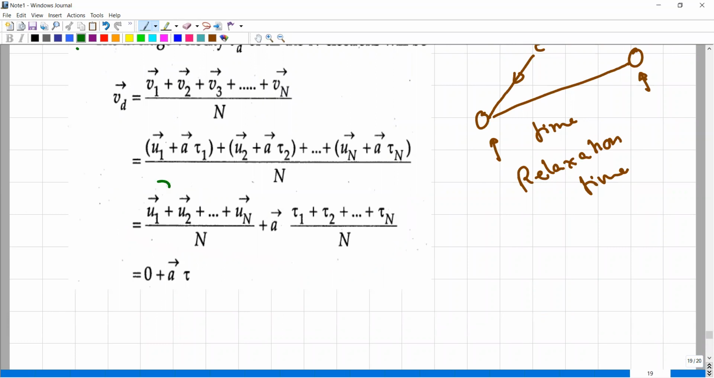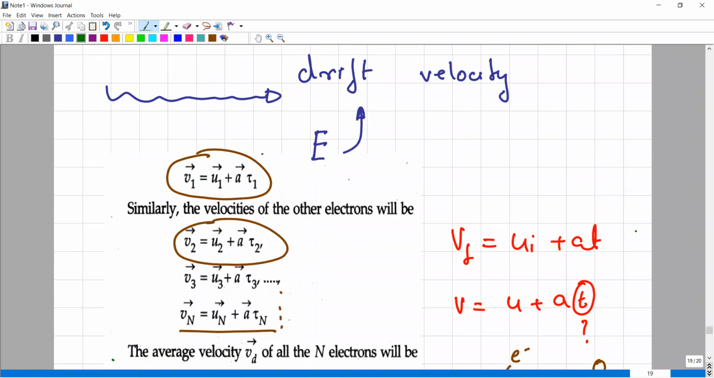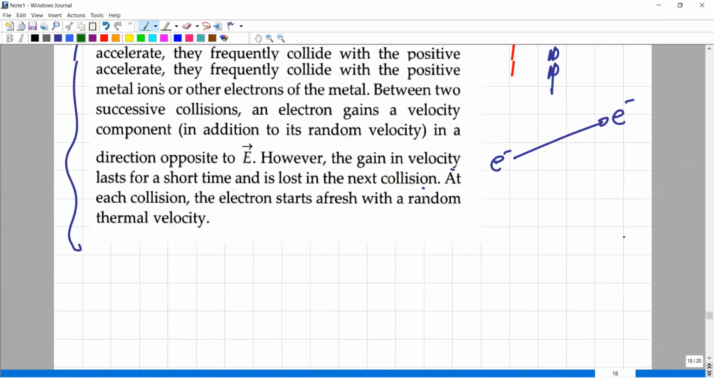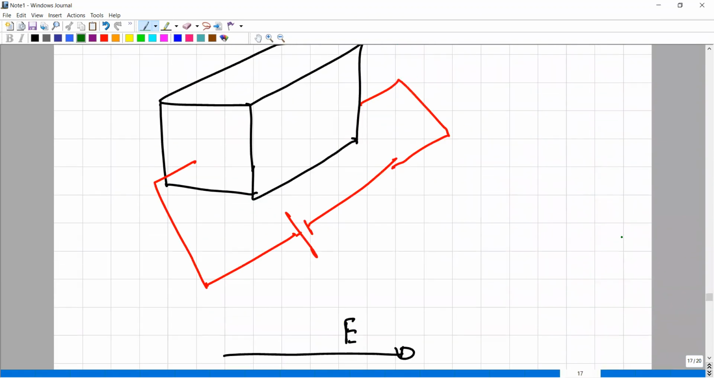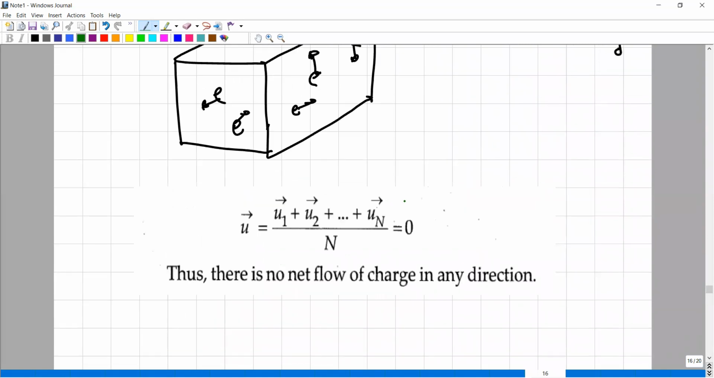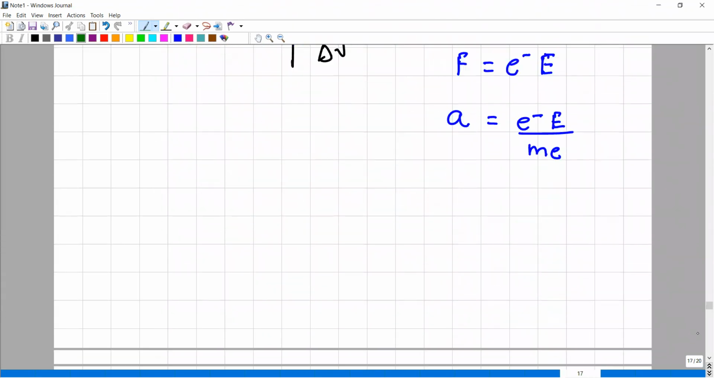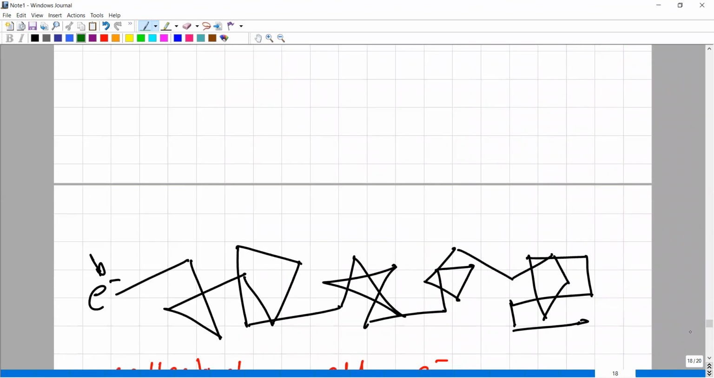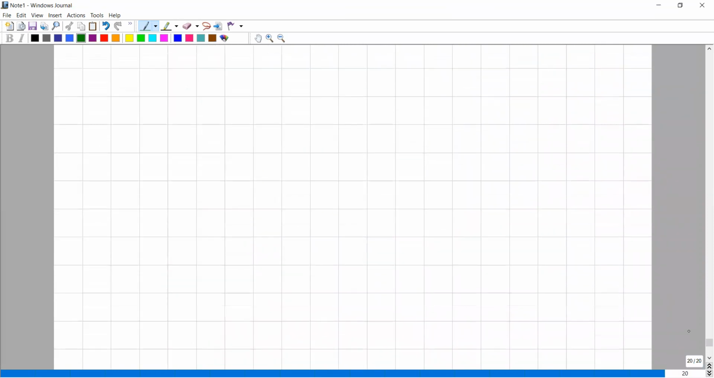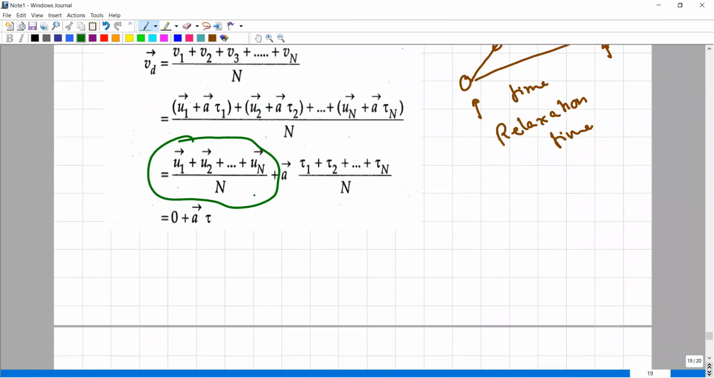Now remember, this value was already 0. We have done this before. This value is already 0. The net thermal velocity of all these electrons is equal to 0. Okay, this one. The net thermal velocity of all these electrons will be equal to 0. So in this expression that we are doing, this whole value becomes 0. And what is left is this.